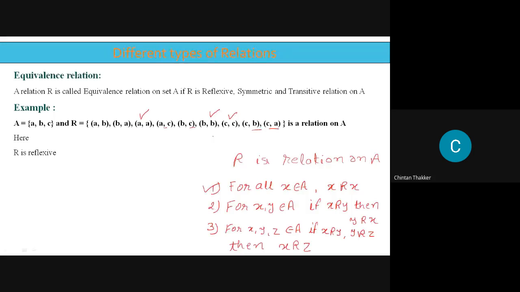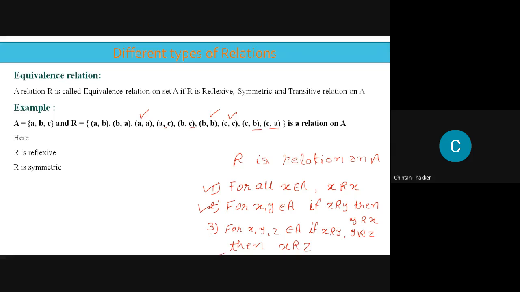Or if x is related to y, then y is related to x. So the second condition is also satisfied. Yes, the second condition is also satisfied. So therefore, R is a symmetric relation.